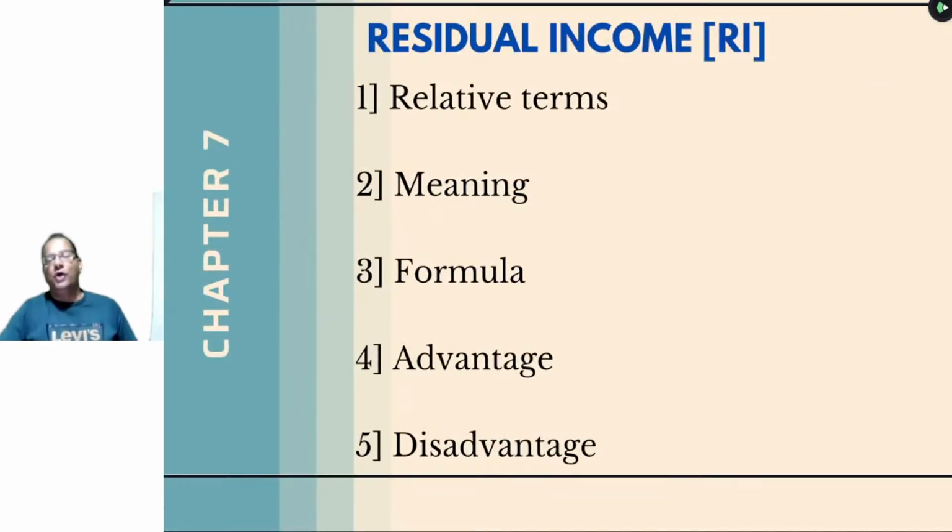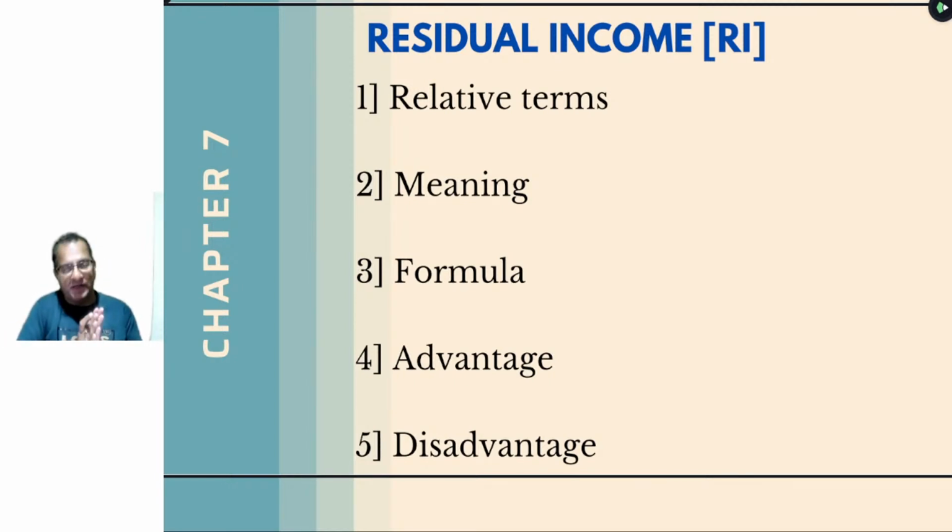चलिए बेटा, तो अब अपन पढ़ते हैं रेसिडुअल इनकम, the second model of financial performance measurement, that is residual income, जिसको हम एब्रीवेशन RI भी बोलते हैं। अच्छा खासा कंपैरिजन होगा, whenever you study RI, the comparison should be with ROI. Whenever you study ROI, that ROI should be compared with RI.